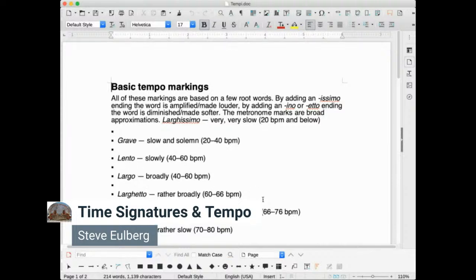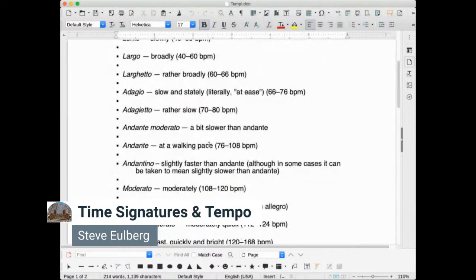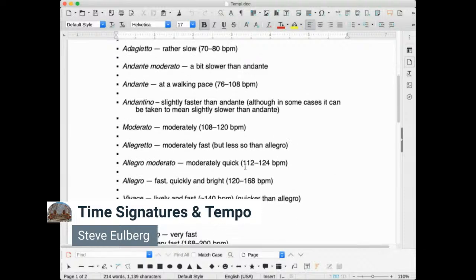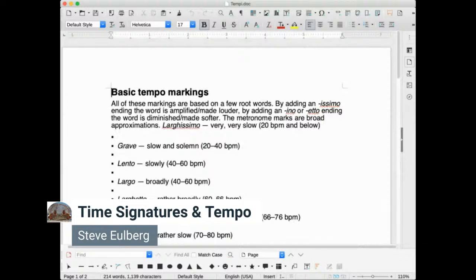Now, there are some metronome markings here, and you'll notice that lento and largo tend to have about the same. There's some overlap with larghetto and adagio. Adagietto starts a little slower. There's an overlap here. Andante between 76 to 108 beats per minute. Moderato between 108 and 120. Allegretto moderato 112 to 124. Allegro 120 to 168. That's a lot. And in the middle of that is vivace. So you can see that there's some room for interpretation here.